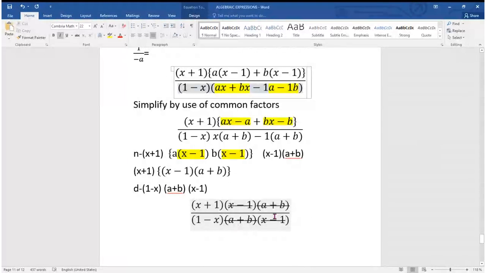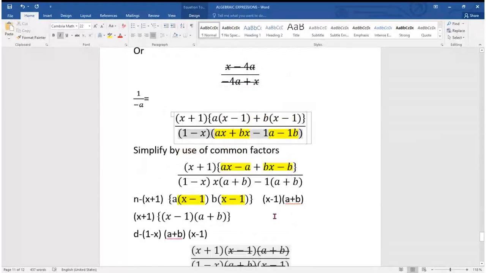You cannot come and start cancelling in this case where you have not simplified, where there are additions and all those things. You have to solve a bracket as 1.